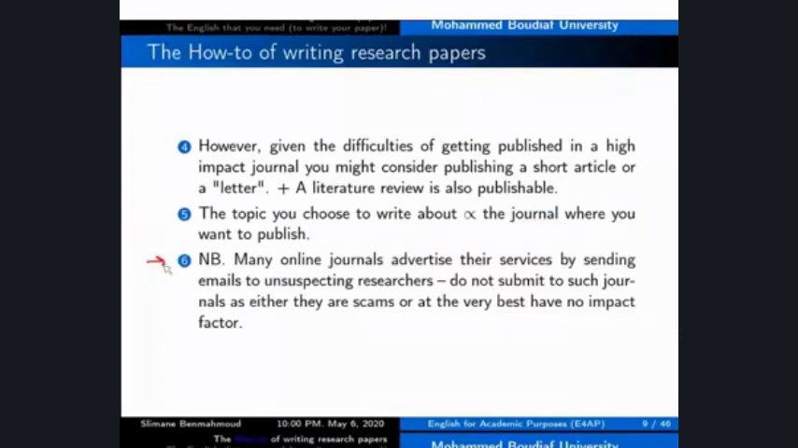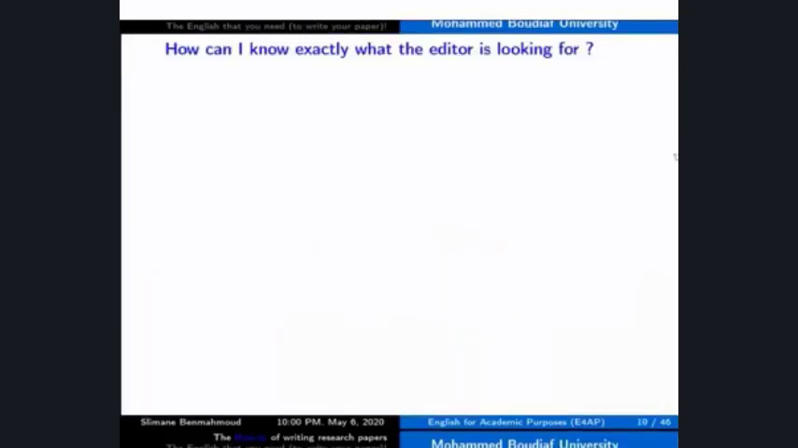Another remark: many online journals advertise their services by sending emails to unsuspecting researchers. Please do not submit your manuscripts to such journals. Why? Because either they are scams or, at the very best, they have no impact factor. Okay, another question: how can I know exactly what the editor is looking for?